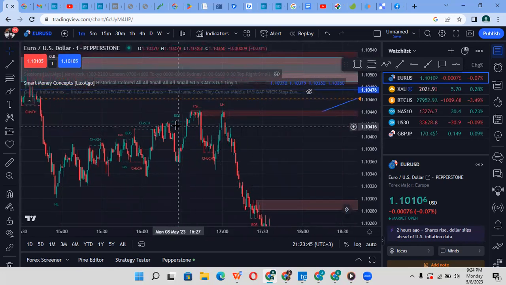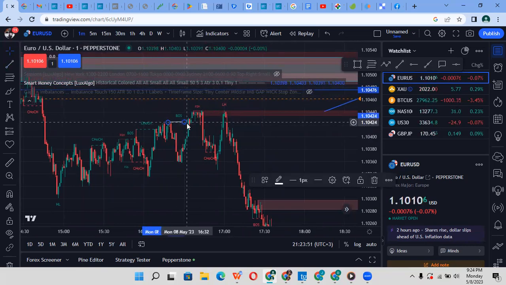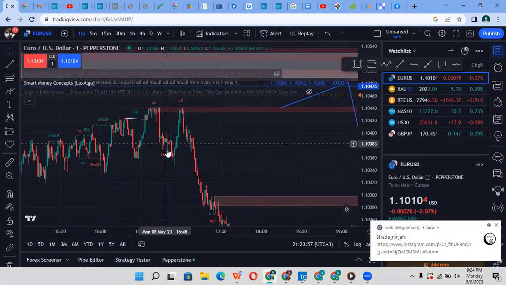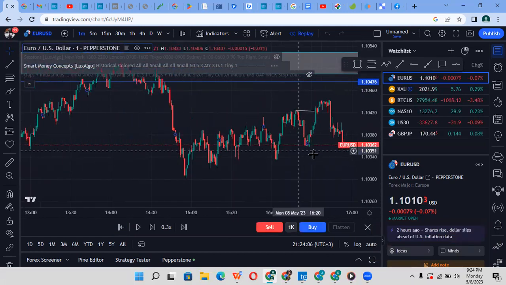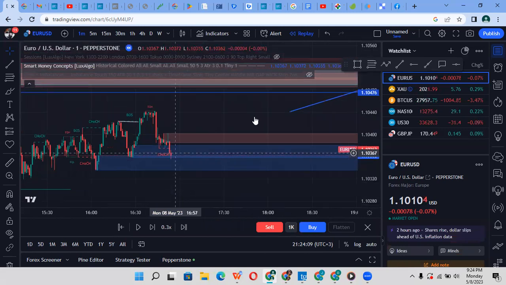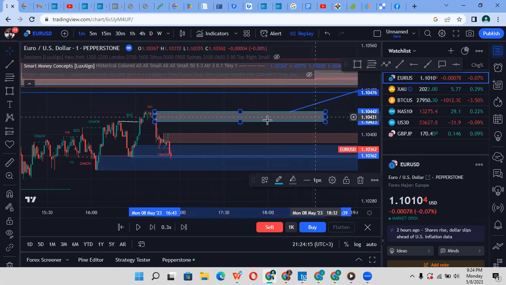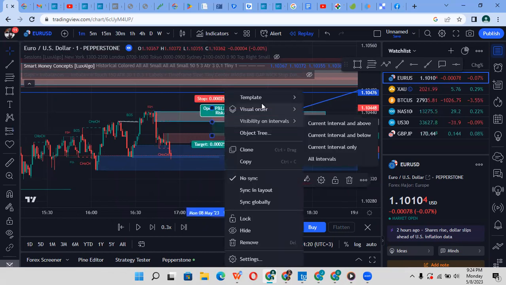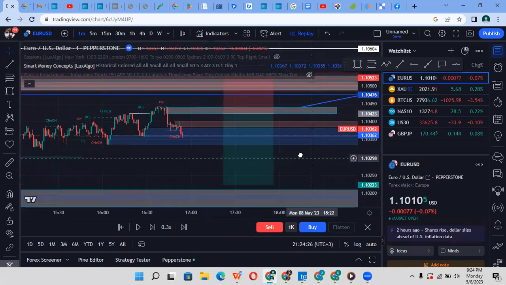Let me remove. There was this break of structure here. Remember, you're looking at your entries at the 1 minute time frame. After that break of structure, there was this change of character, which was here. So which was the level that caused the change of character? The level that caused it was actually here. So my sell limit was placed here, looking at 10 to 20 pips sell.